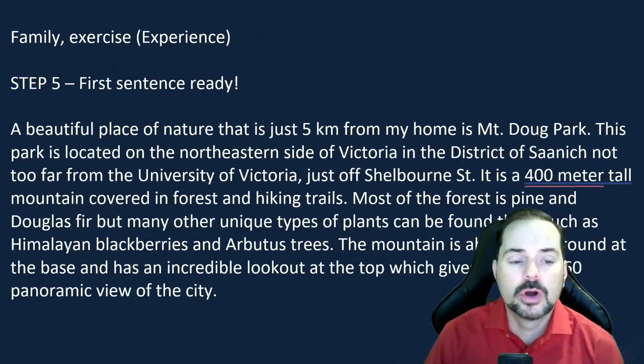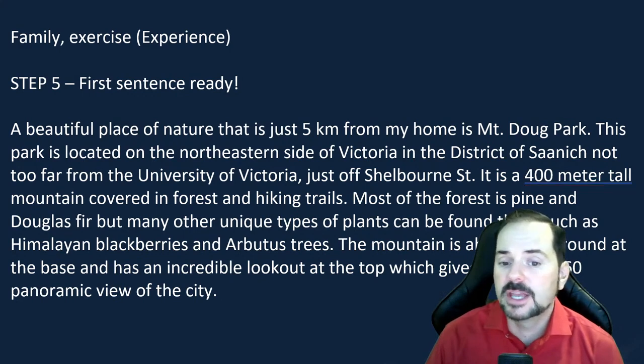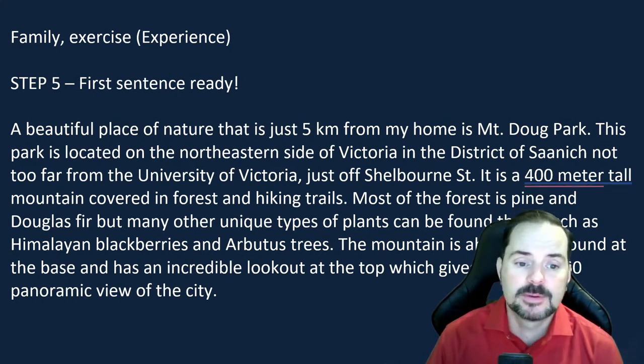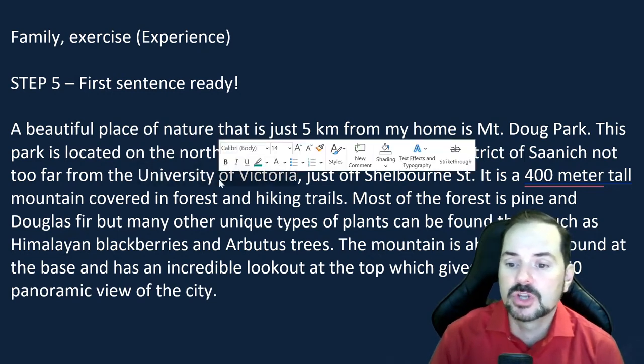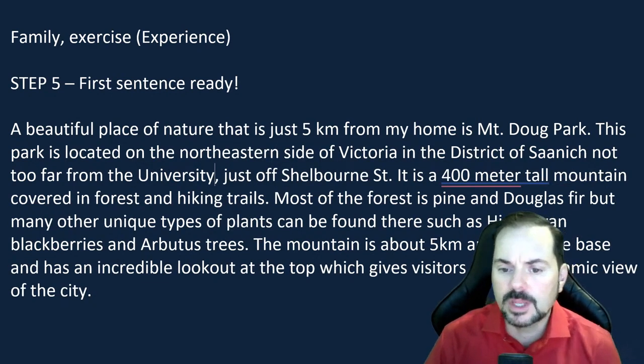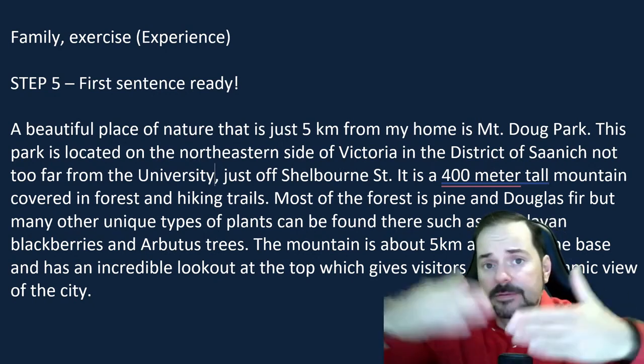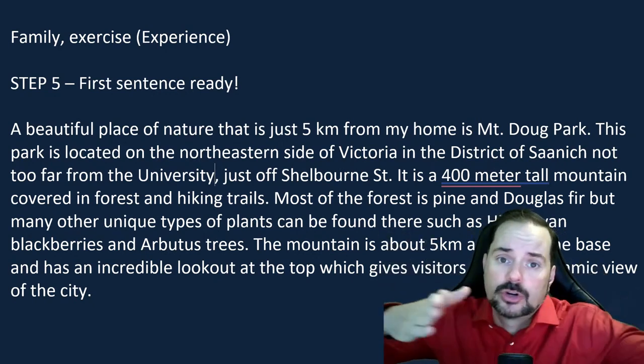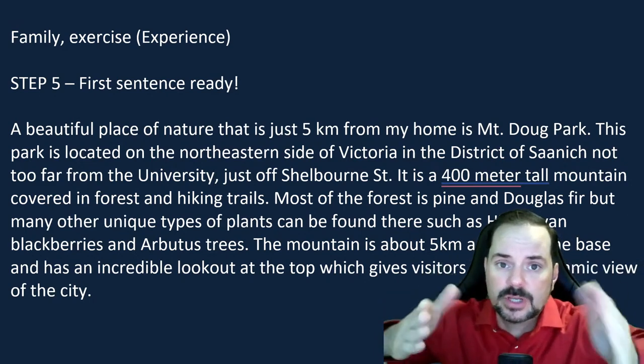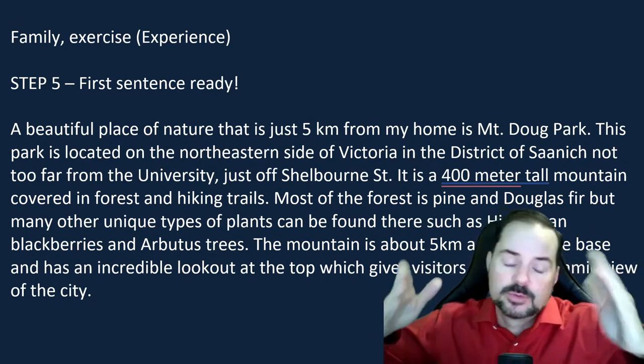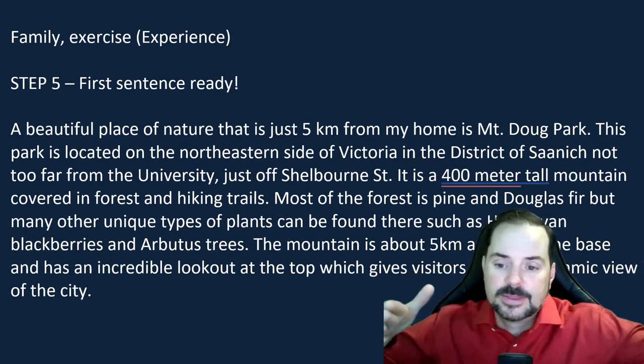So here we go. A beautiful place of nature that is just 5 kilometers from my home is Mount Doug Park. This park is located on the northeastern side of Victoria in the district of Saanich, not too far from the University of Victoria, just off Shelburne Street. Just off Shelburne Street, so just off of a street, means it's basically you turn and it's there. You're on the street, you're on Shelburne Street. Here it depends which way you're going, but you turn and then there's the mountain.